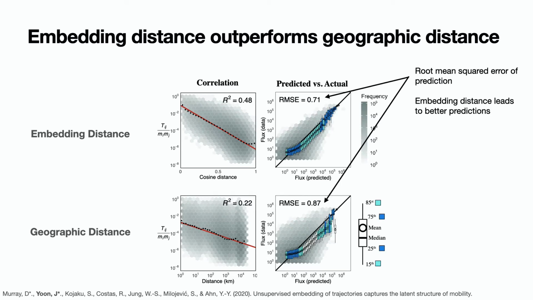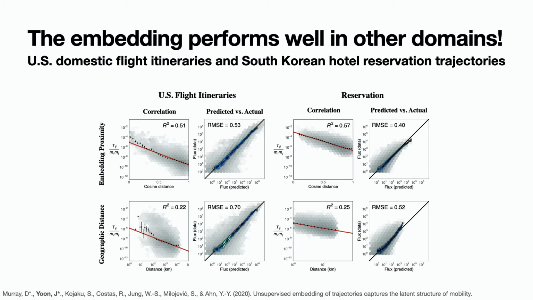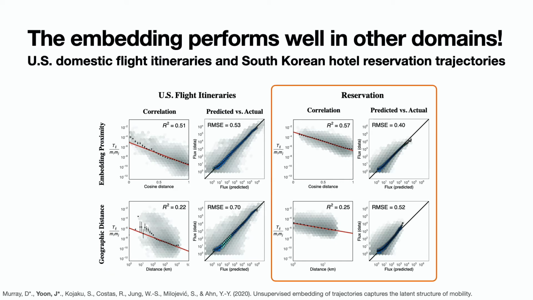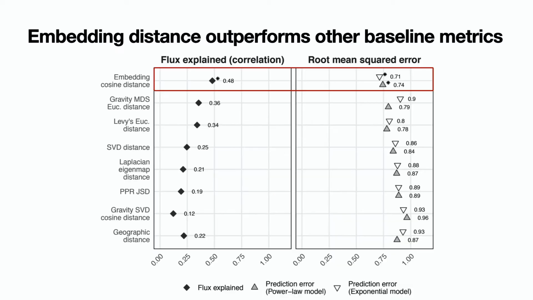And using the obtained gravity model, we can predict the flux between organizations and compare with the actual flux. Results suggest that embedding distance leads to better prediction with a much smaller error. Moreover, we found that our approach performs well in other domains. We get similar results in trajectories derived from US domestic flights, and again in South Korean hotel reservation trajectories of customers. And compared to other baselines such as a network-based approach or other matrix factorization approaches, our approach always outperforms the baseline methods.